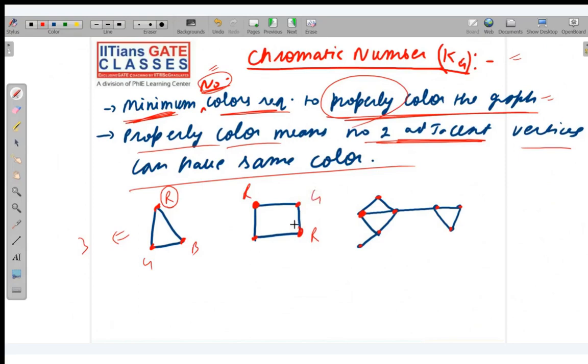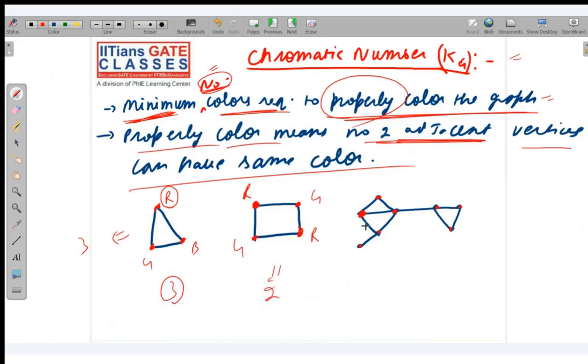Now come here. Can I take green? Yes, definitely. First of all, see this. Can I take red? No, because they are adjacent. So can I take green? Yes, that's it. 2 colors are sufficient. Here 3 colors were sufficient. And what about this one? You can start with any vertex, whatever way you want.